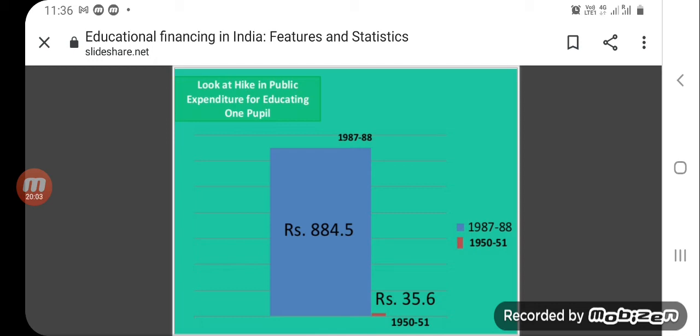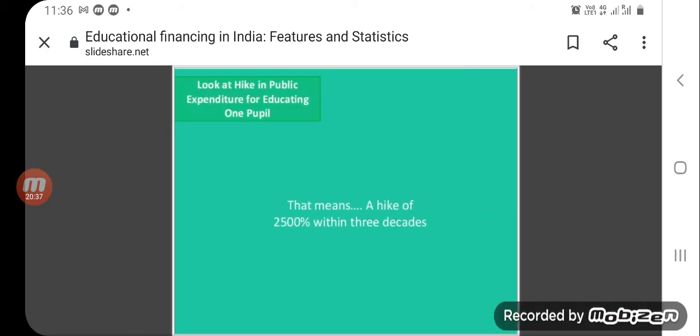Just see the increase. Because India has got a large network of education. I think it is one of the biggest networks of education in the world. And India could build such a large network, such a big network of education, just because different governments which came to power during different eras gave great importance to education. Yes, the hike is 2,500% within 3 decades.